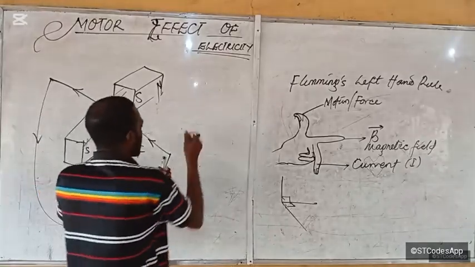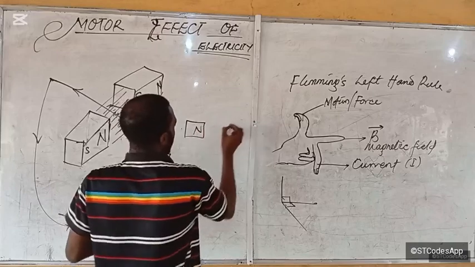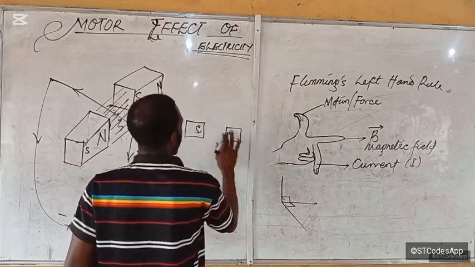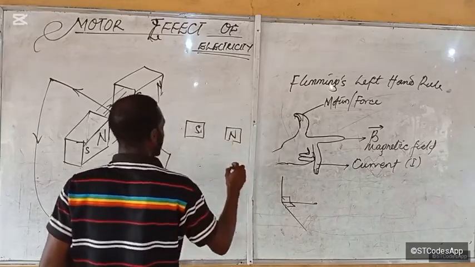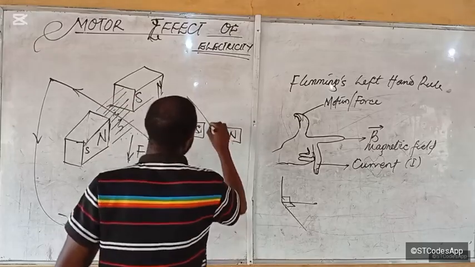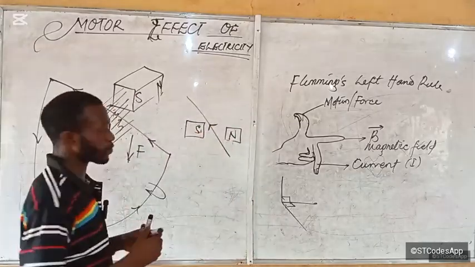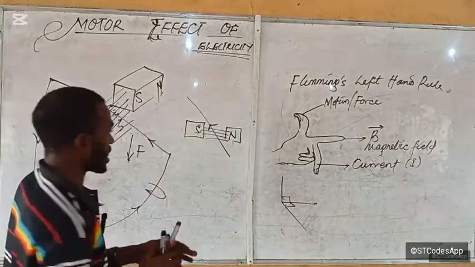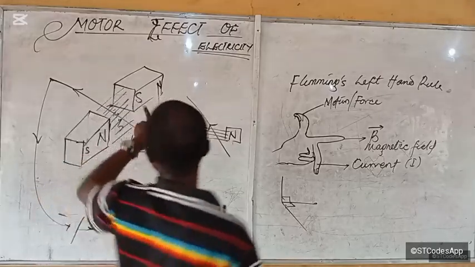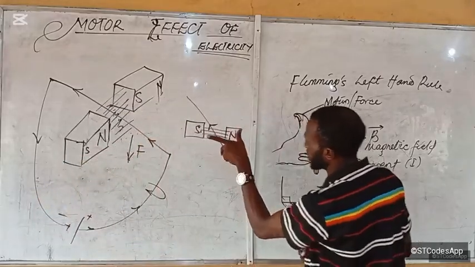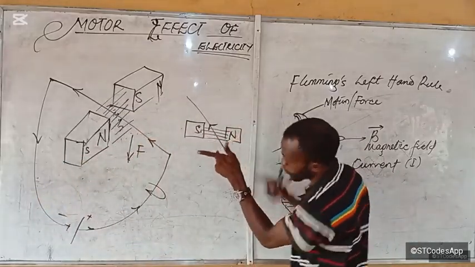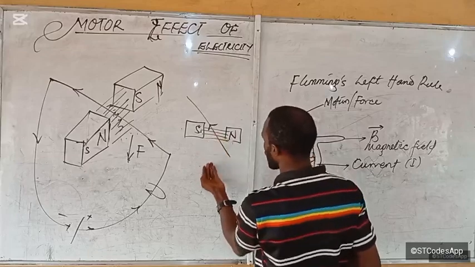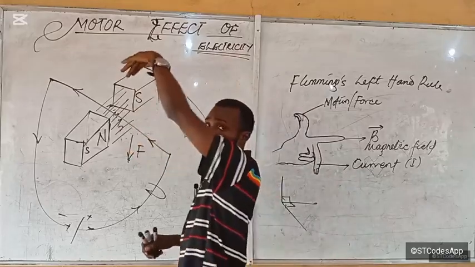If I reverse this and make my south here and my north here, and current through this wire is still going into the board, for example, where will the force be felt? First align your magnetic field. The magnetic field is going like this, current is going in that direction. You see, it has already aligned by itself. Where will the force be felt? Upward. So this wire will move up. Here, this wire will move down.